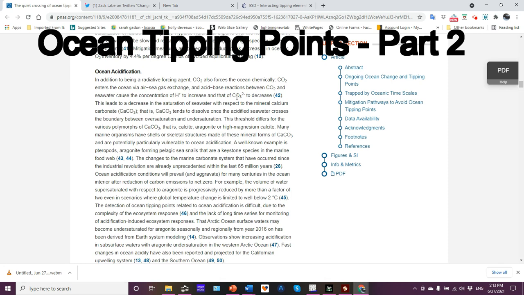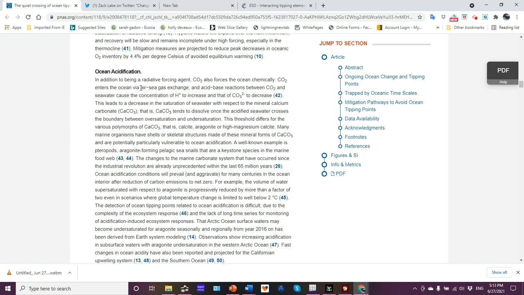Okay, continuing on, ocean acidification. In addition to being a radiative forcing agent, CO2 also forces the ocean chemically. CO2 enters the ocean via air-sea gas exchange. Acid-base reactions between CO2 and seawater cause the concentration of protons, H+, which is basically a hydrogen ion, to increase, and that of CO3 2-, the carbonate ion, to decrease.